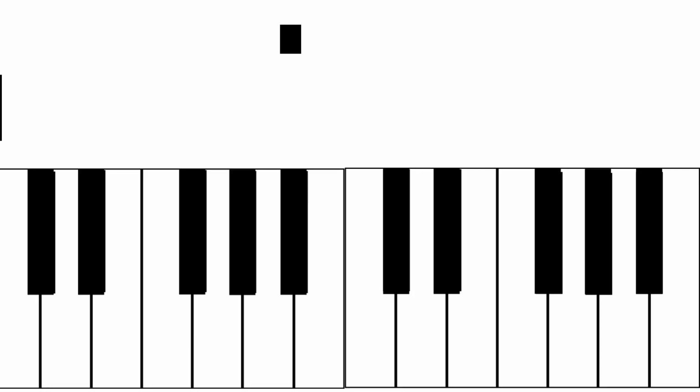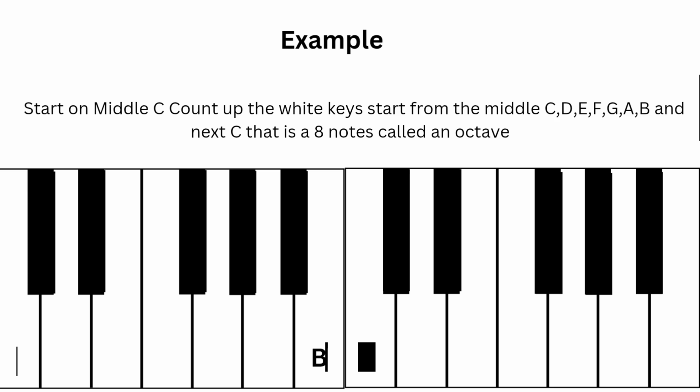The word octave comes from the Latin word octo, which means 8. Example: start on middle C and count up the white keys: C, D, E, F, G, A, B, and the next C. That is 8 notes, called an octave.